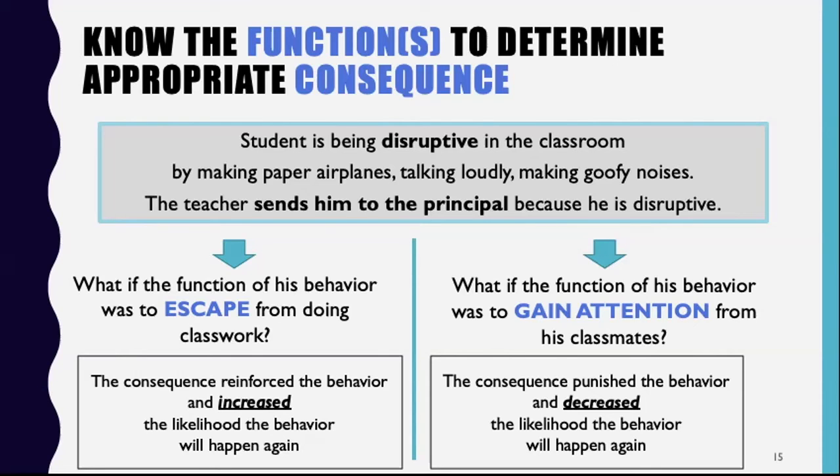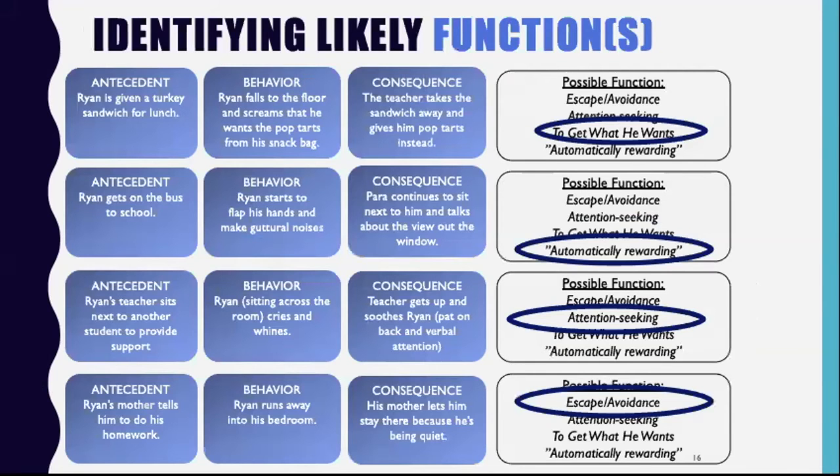And the way we do that is by using antecedent, behavior, and consequence. We use ABC charts to help us analyze and see if there's any sort of patterns and identify possible functions. So let's take a look here.